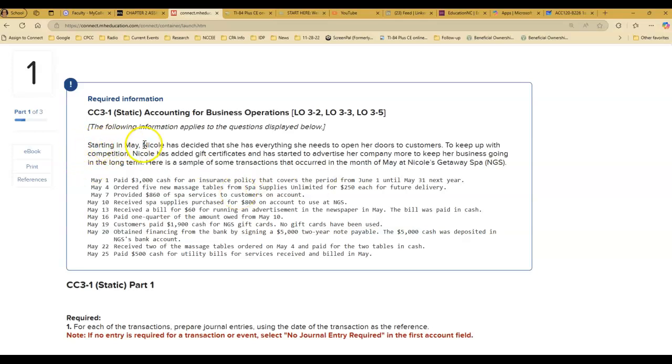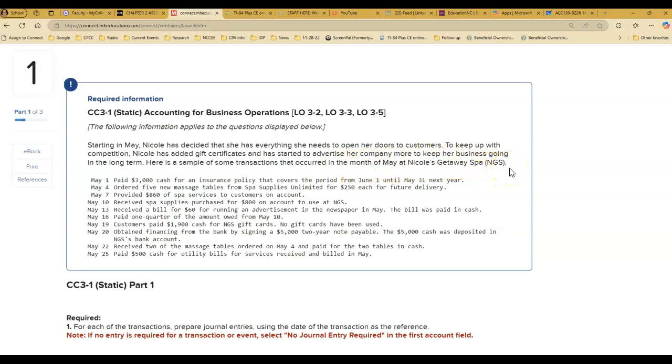So starting in May, Nicole has decided that she has everything she needs to open her doors to customers. To keep up with competition, Nicole has added gift certificates and has started to advertise her company more to keep her business going in the long term. Here is a sample of some transactions that occurred in the month of May at Nicole's Getaway Spa.